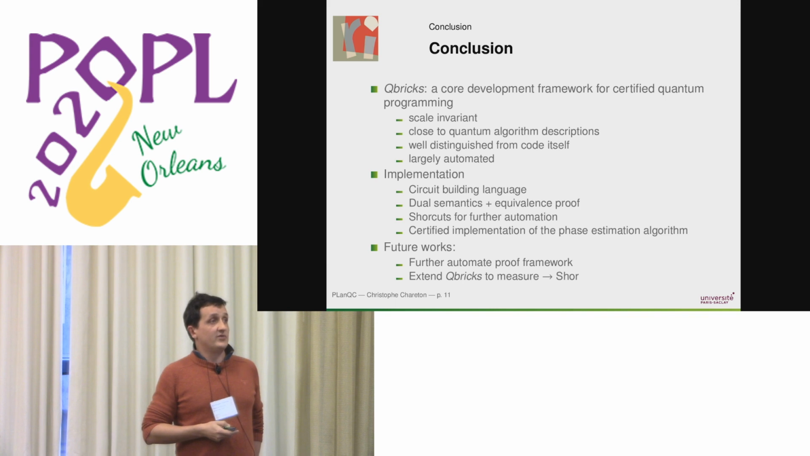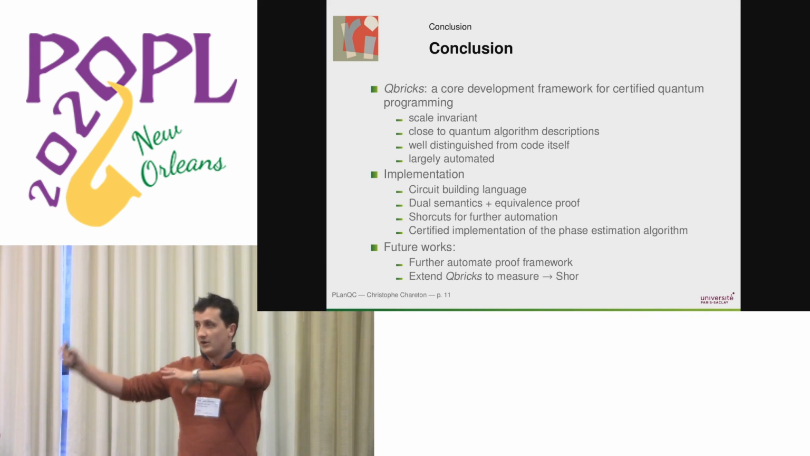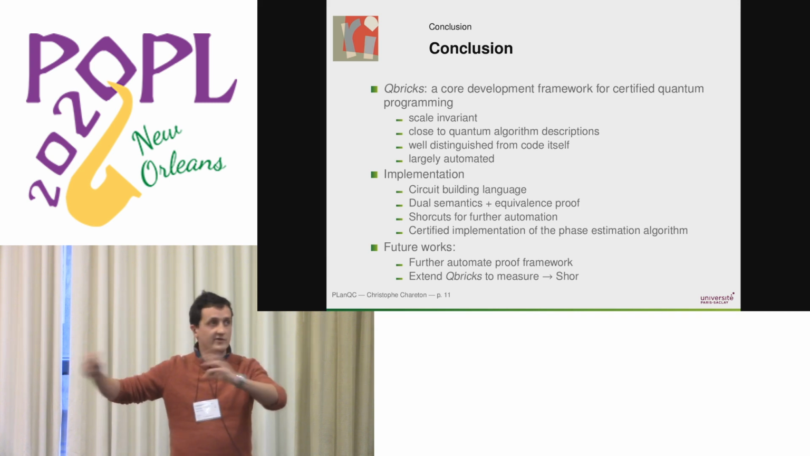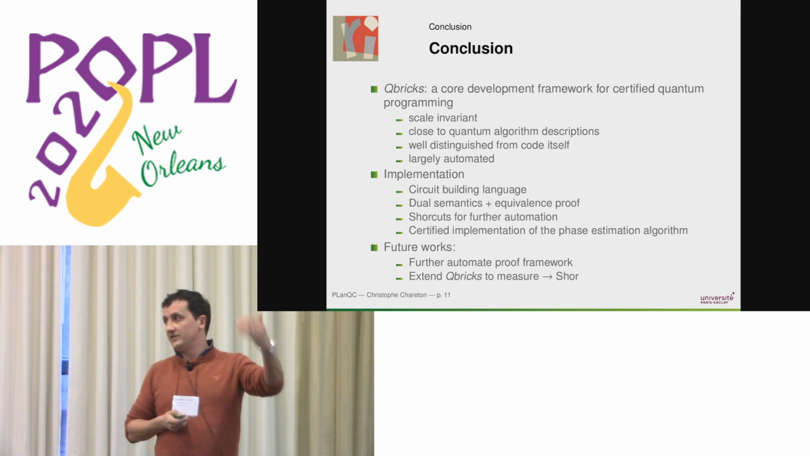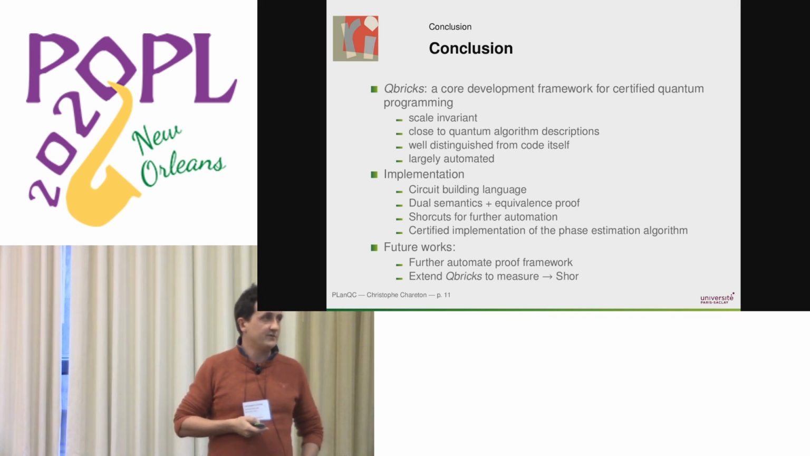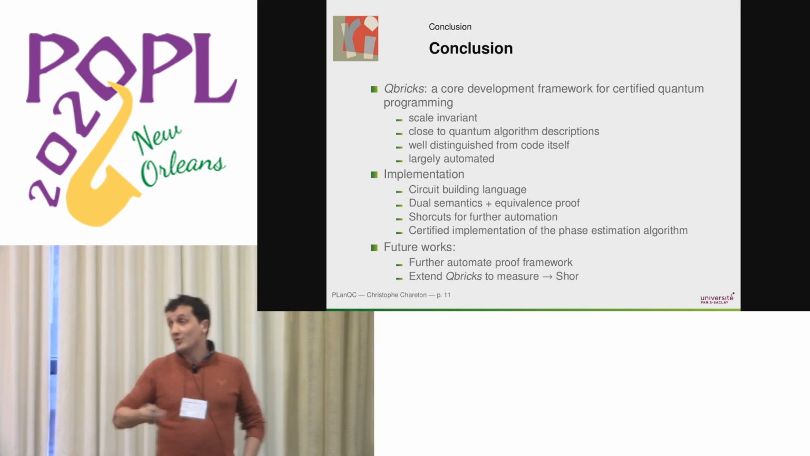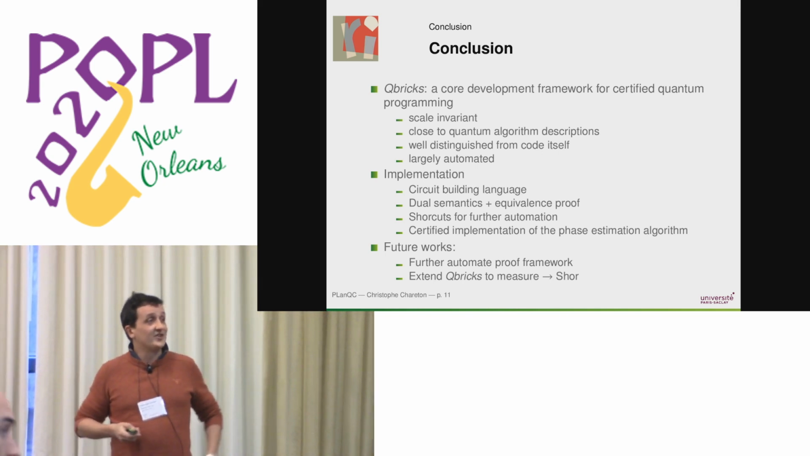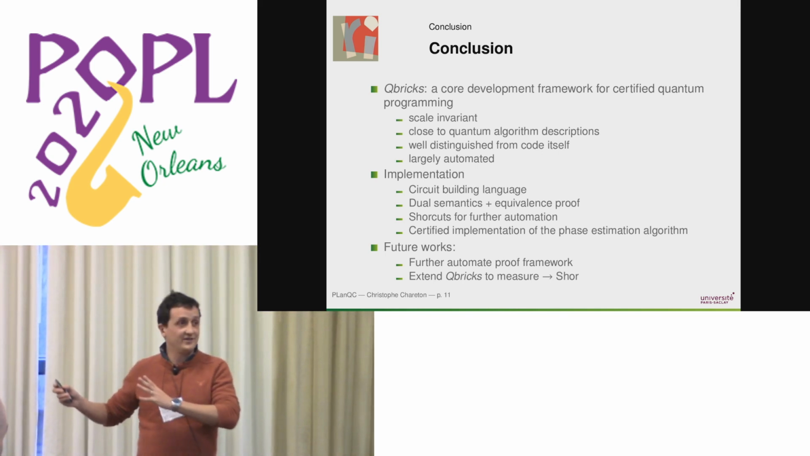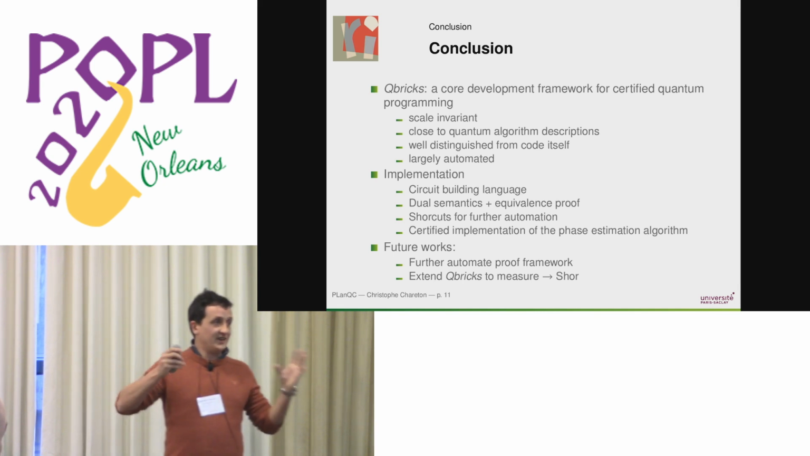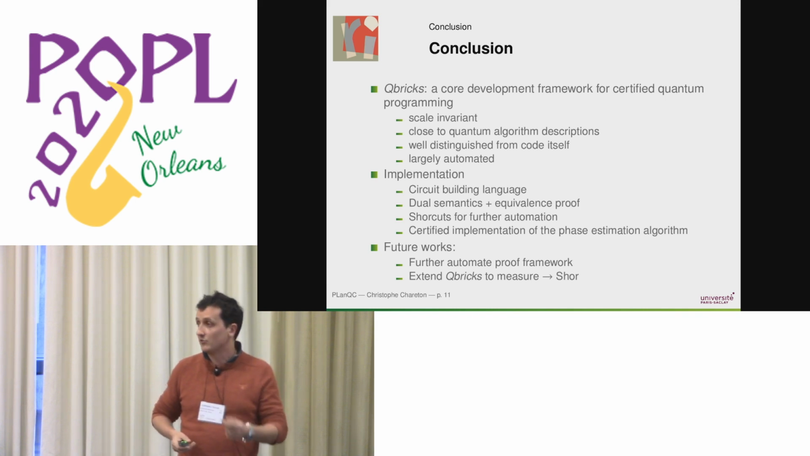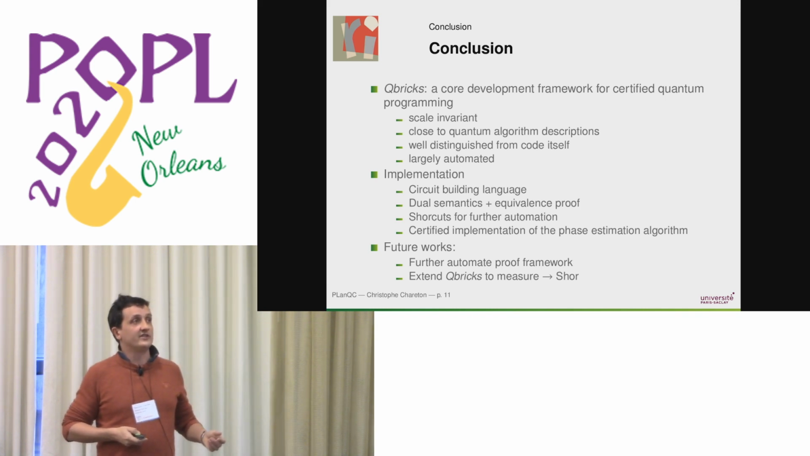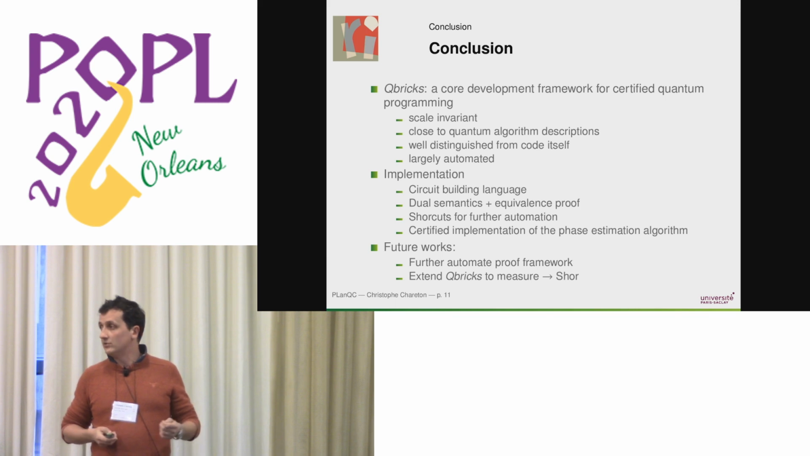So basically, the implementation, there is this circuit building language, two semantics, the PathSum and also the matrix semantics, plus the equivalence proof between them, some shortcuts for further automation, and this case study that is the phase estimation algorithm. In future works, there are many different directions. Here, two of them: further automate the proof fulfillment and extend the language to the management of the classical control flow, and that will come with an extension of the case study to the Shor algorithm.